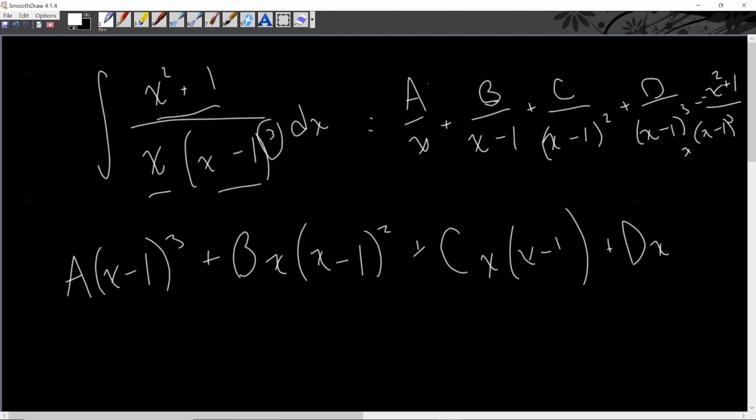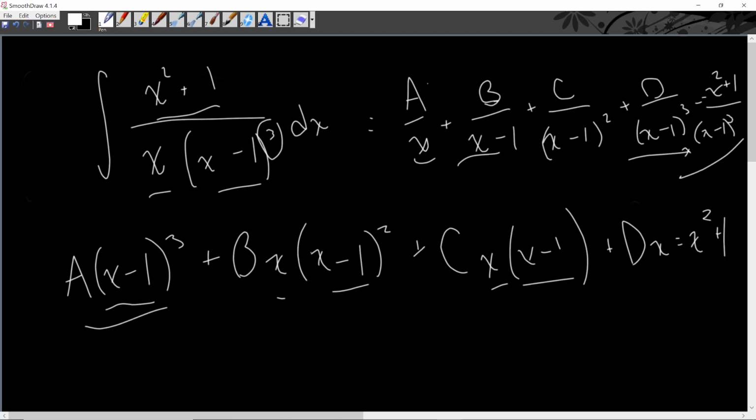Like, when you multiply x, you have to multiply by x minus 1 cubed to get x times x minus 1 cubed. When you multiply x minus 1, you have to multiply by x minus 1 squared to get x minus 1 cubed, and you also have to multiply by x to get that x in the front. X minus 1 squared, you have to multiply by x minus 1 to get x minus 1 cubed, times x still, and x minus 1 cubed, you don't have to do anything to get x minus 1 cubed, you just have to multiply by x. And this is all going to be equal to x squared plus 1, or the numerator that we were working with. So we have to get some of these to equal 0.